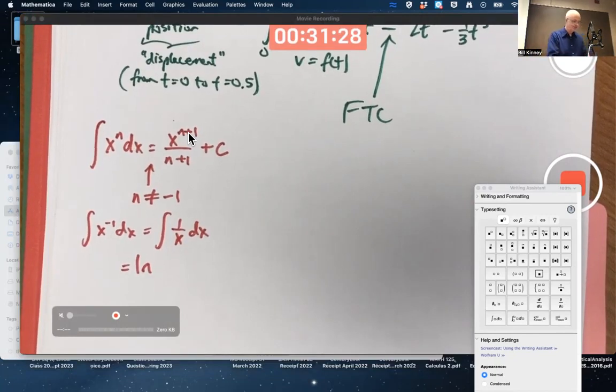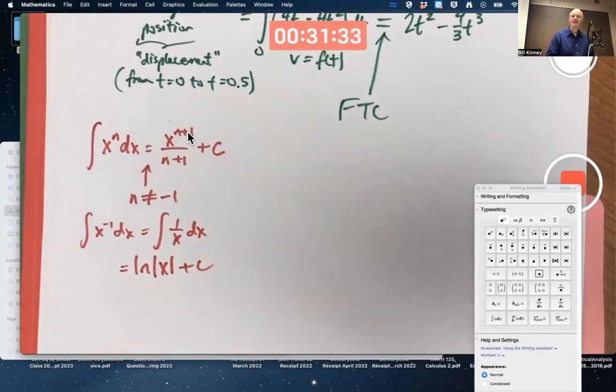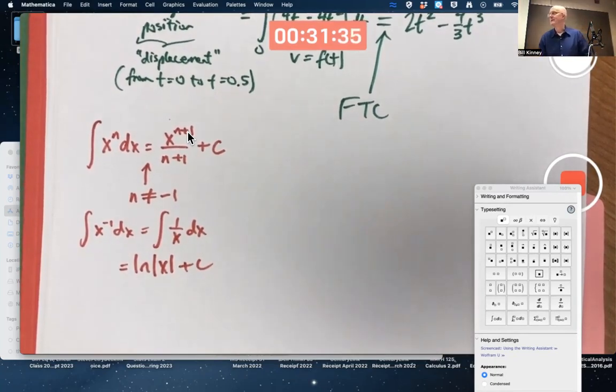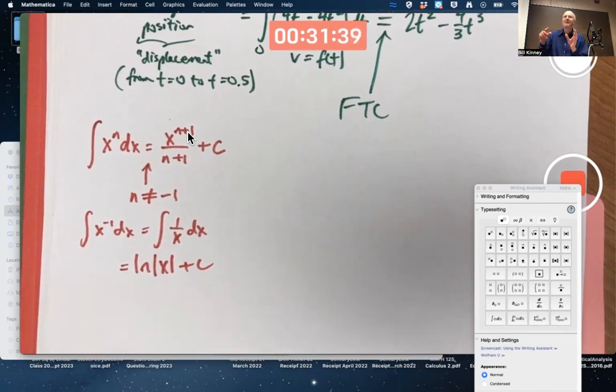So for us, we want absolute value signs there to get a more general antiderivative. It's actually not quite as general as it could be, because the plus c when x is positive could be different than the plus c when x is negative. Oh, that's a bit too much to worry about.